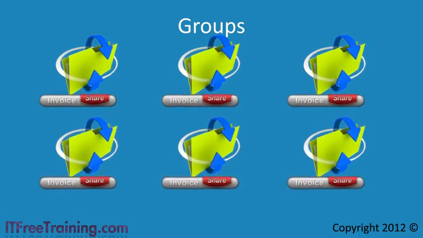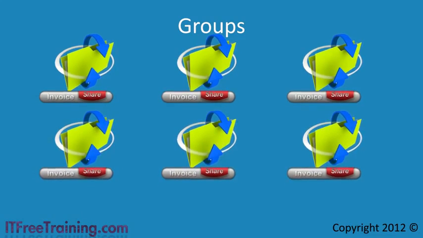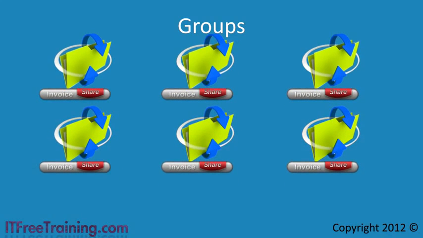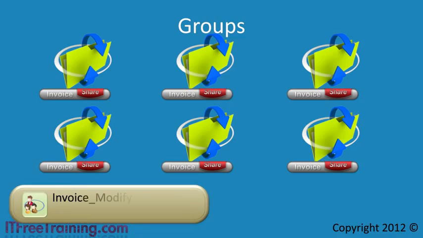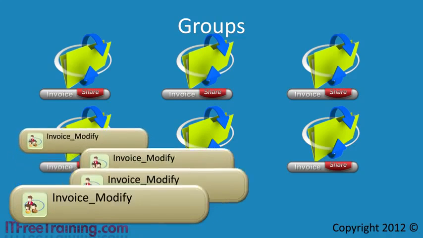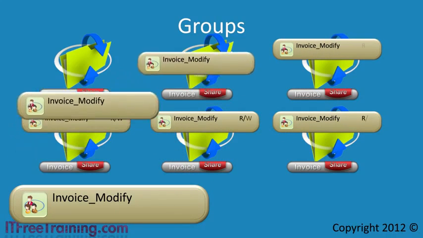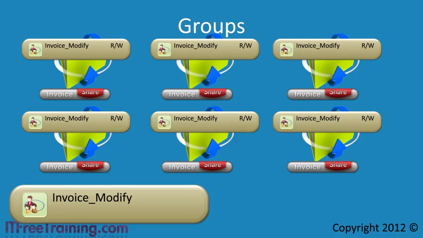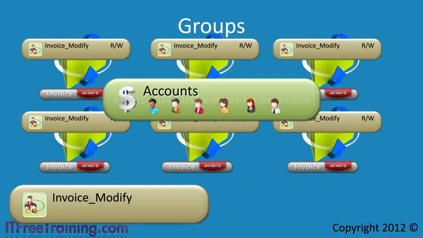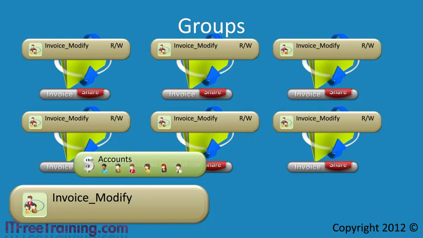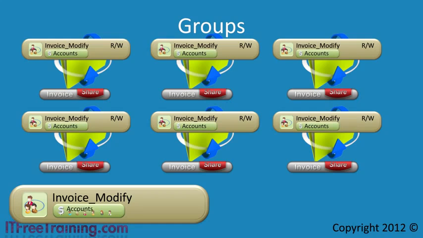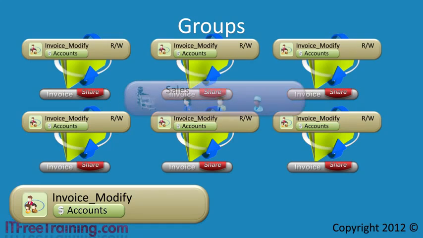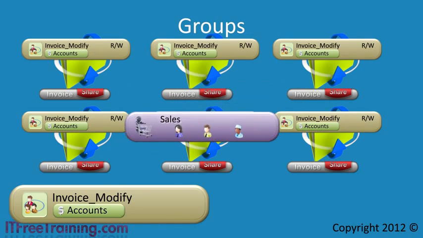This time, instead of assigning the permissions of the share directly to the accounts department, you instead create a new group called Invoice Modify. This group you assign to all the invoice shares, giving it read and write access. Next, you simply need to add the accounts group to the Invoice Modify group. Placing groups inside other groups like this is called nesting. Once the request comes through for the sales department to have read and write access to the invoice share, you simply add the sales group to the Invoice Modify group.